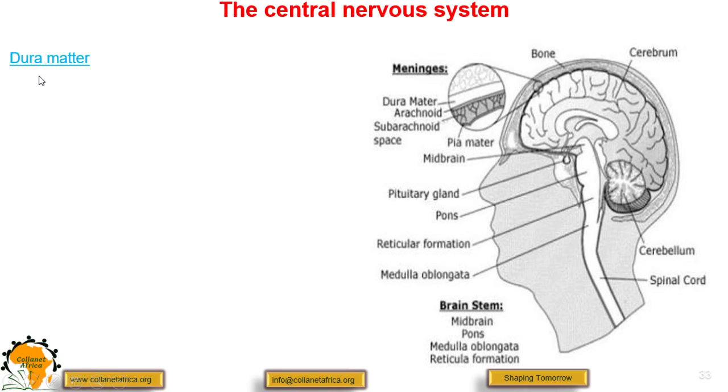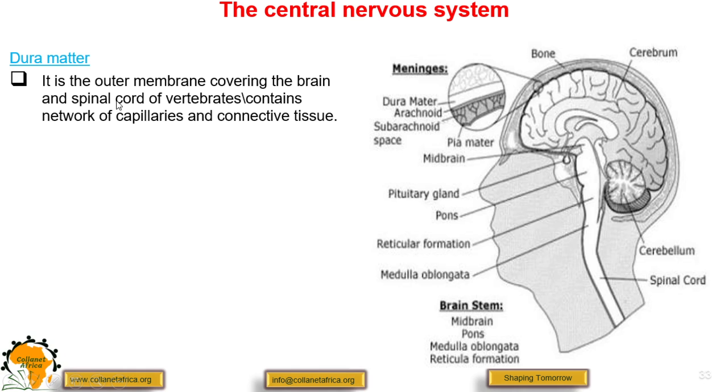First, we shall look at the dura mater. This is the outermost membrane covering the brain and the spinal cords of vertebrates, and contains a network of capillaries and connective tissue. You can see here, this is the outer membrane.